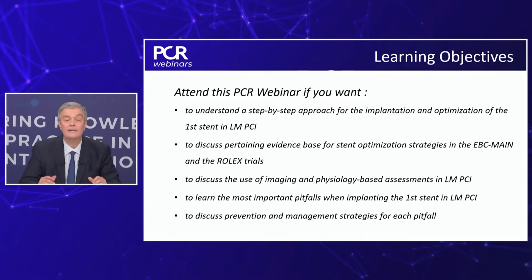My name is Goran Stankovic, and I have with me in studio Francesco Burzotta from Rome and Jacek Legutko from Krakow. So we have an exciting session today, and the goal of this session is to discuss a step-by-step approach to implantation and optimization of the first stent in left main PCI. Of course, we will discuss the pertaining evidence base, the use of imaging and physiology to guide the procedure, and learn the most important pitfalls of implanting the first stent in left main PCI. We will discuss prevention and measures for each of the pitfalls.